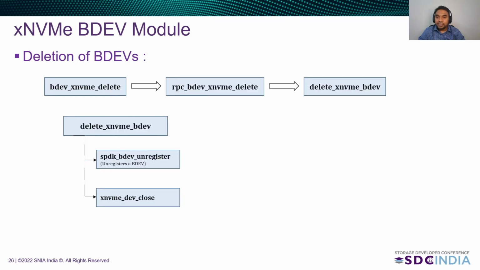This slide explains the function calls that are invoked while deleting the xNVMe BDEVs. The RPC xnvme delete invokes multiple functions to unregister the xNVMe BDEV and then to close the xNVMe handle for the device.